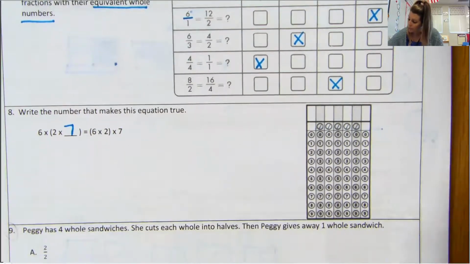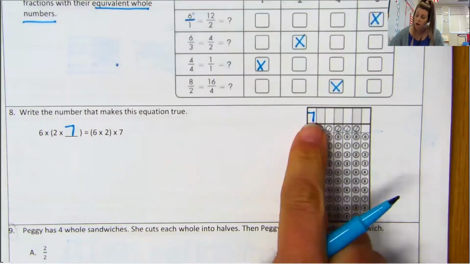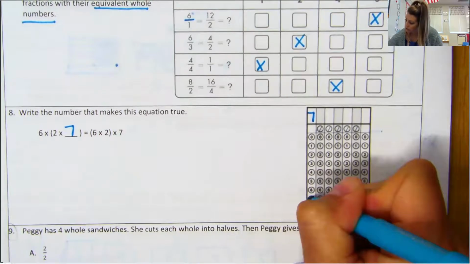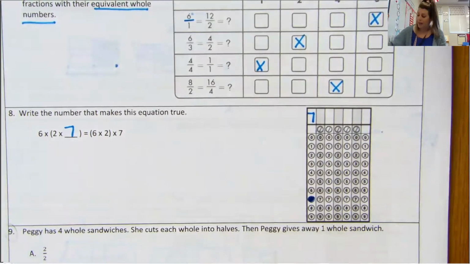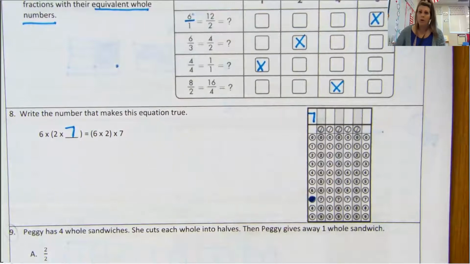And if you remember, we should be getting good at bubbling in. We start in that first box and we make sure that we are bubbling dark and hard in that same column, number 7. Okay, we're almost done.